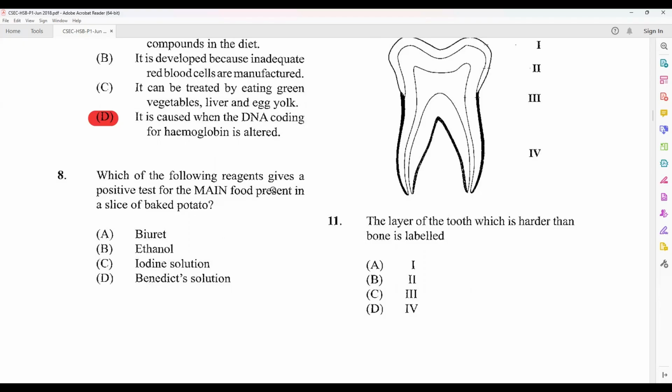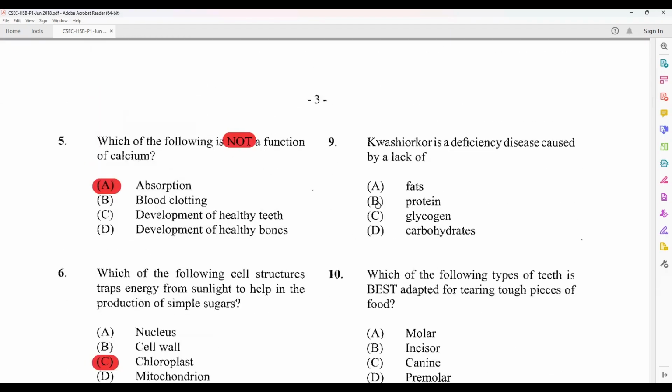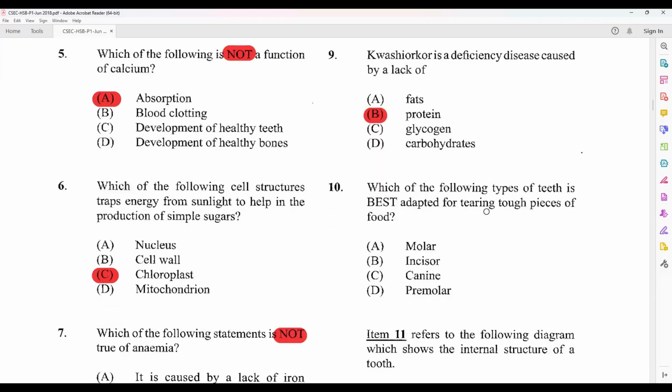So we know that a slice of baked potato is very starchy, and it's known as a starchy food. So the one that we are looking for is iodine, which tests for starch. Kwashiorkor is a deficiency disease caused by a lack of protein. Do learn this question. It's a very popular question.